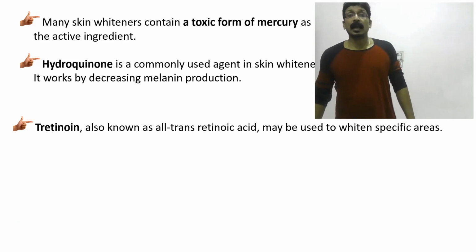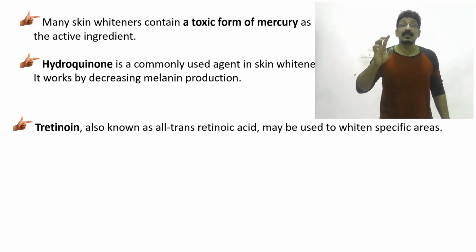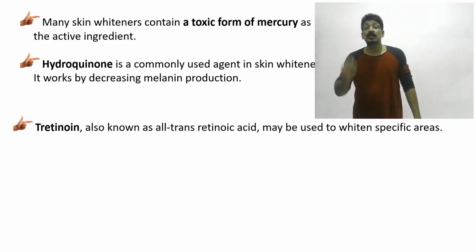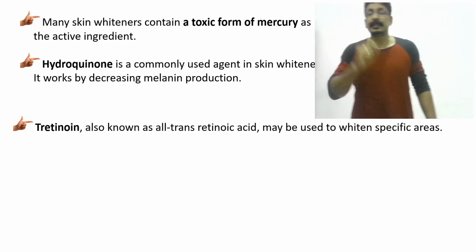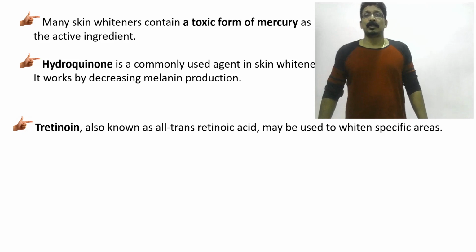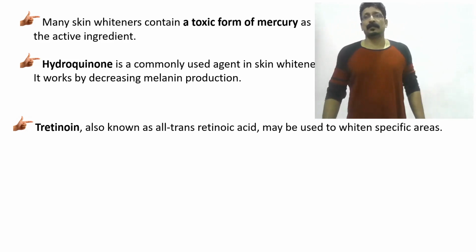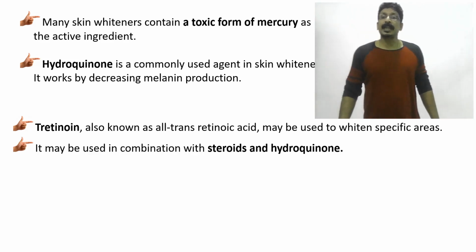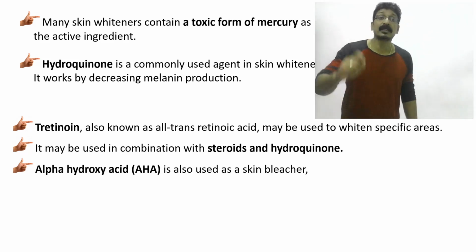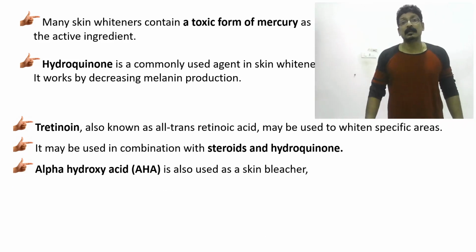And you see tretinoin, also known as all-trans retinoic acid, may be used to whiten specific areas. It's a synthetic product, and specific areas can be whitened, lightened or bleached. So as we told, three words can be used: whitening, bleaching, or lightening of the skin. It may be used in combination with steroids and hydroquinones. And alpha hydroxy acid is also a synthetic compound which is available in the market for bleaching purposes of the skin. It's also used as a skin bleacher.